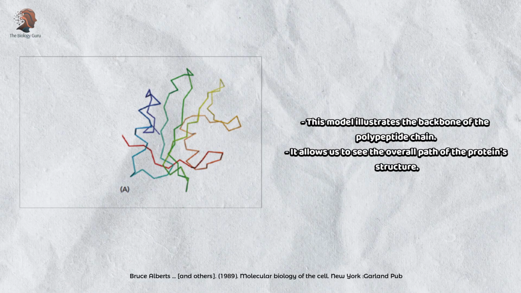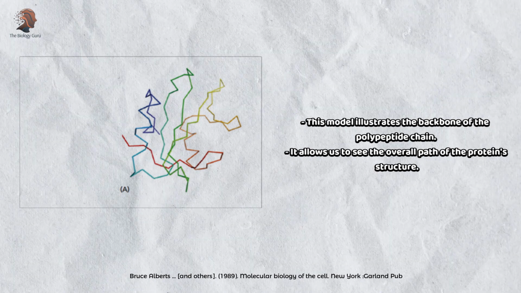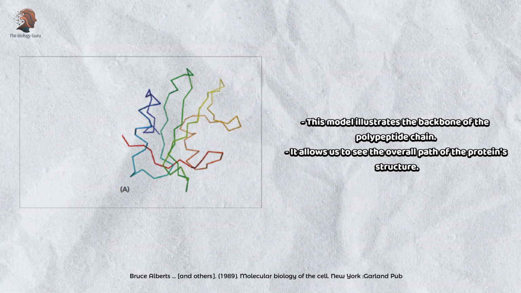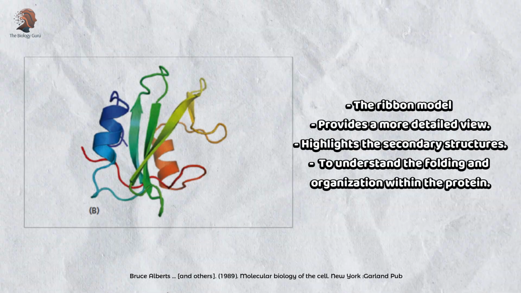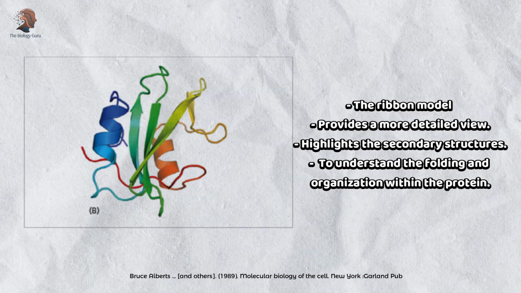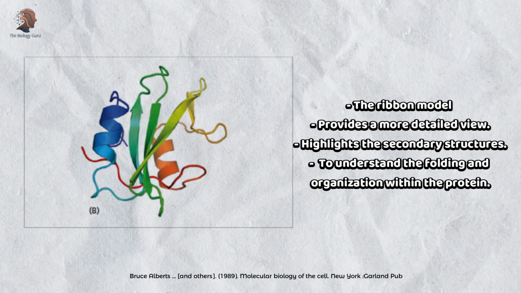Figure A represents the polypeptide backbone model. This model illustrates the backbone of the polypeptide chain, allowing us to see the overall path of the protein structure. Figure B shows the ribbon model. This model provides a more detailed view, highlighting the secondary structure such as alpha helices and beta sheets. This model makes it easier to understand the folding and organization within the protein.